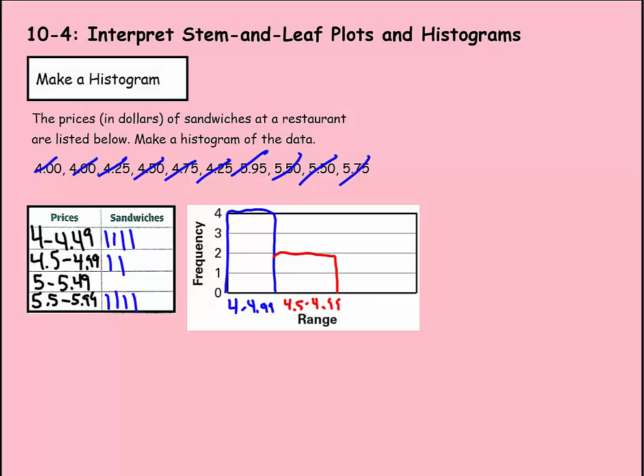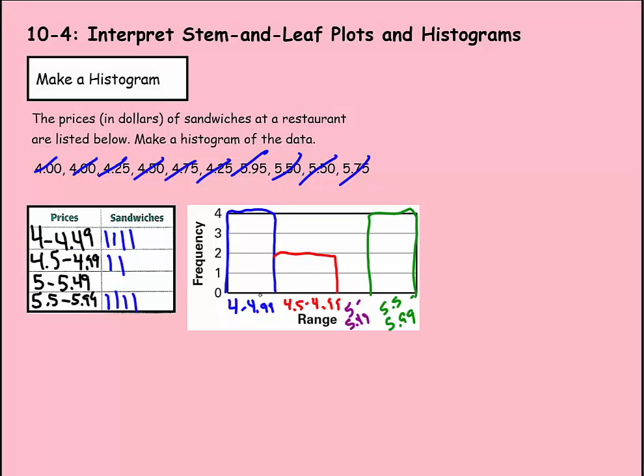Running out of room here, so let's try taking a little bit less space. We have 5 to 5.49, so we'll do this a little bit diagonally. You see that that didn't actually have any sandwiches in that price range, so we're not going to fill out anything at all. Then our last interval is 5.5 to 5.99. And that had 4 sandwiches in that price range. So as we draw our bar graph, that goes all the way to the 4.